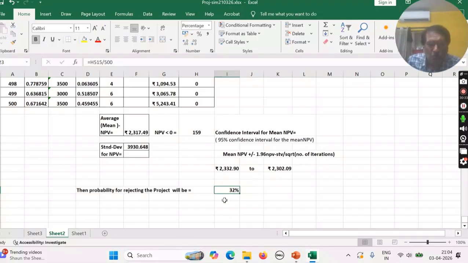That is 32% cases out of 500 will be negative NPV. And you can say this is the crude method or traditional method of probability, that is, the chances for rejecting the project is 32%. Okay. Now I am summarizing this result to sheet 3 for discussion of other items.